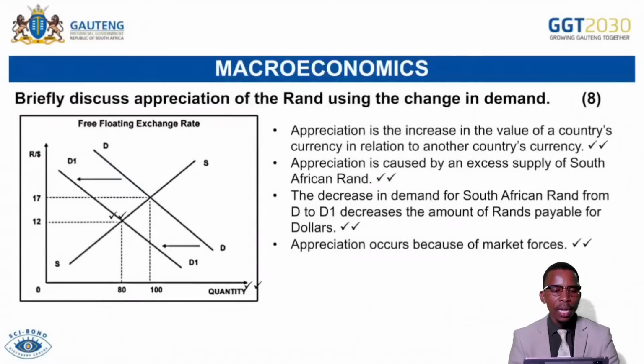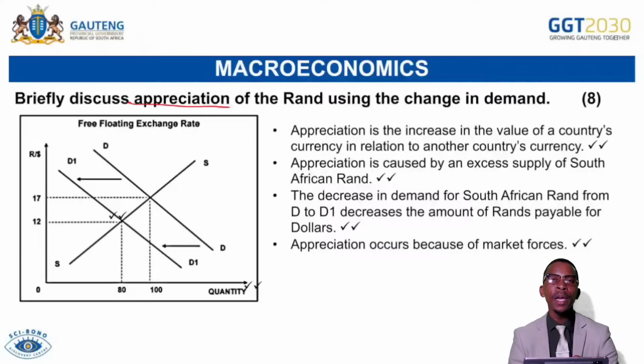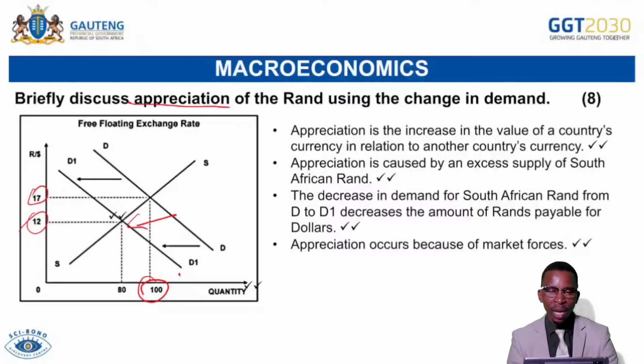And then we continue. Briefly discuss appreciation of the rand using the change in demand. So in this case, you had to draw the appreciation graph and also explain. Remember I said to you, appreciation will happen when there's an excess supply. There must be our rand being oversupplied, not excess demand, excess supply. So you can see that the supply of rand remains high because as the demand decreases from D to D1, supply remains high. We are supplying 100 units, so that can lead to the appreciation. That's why you see the rand moving from 17 to 12 rand. We are now affording more of the US dollars.